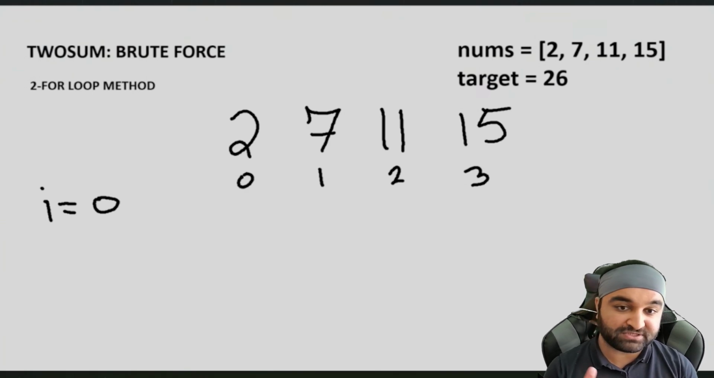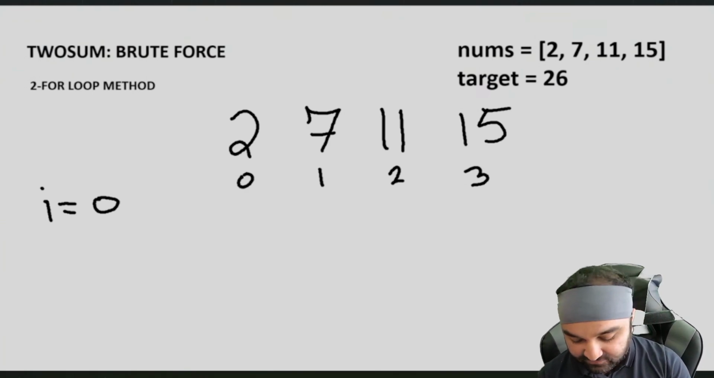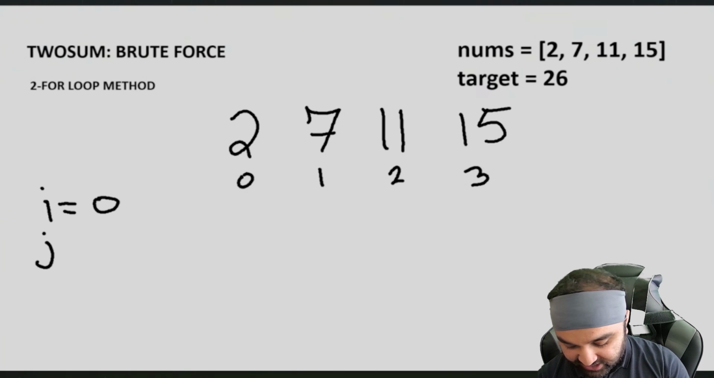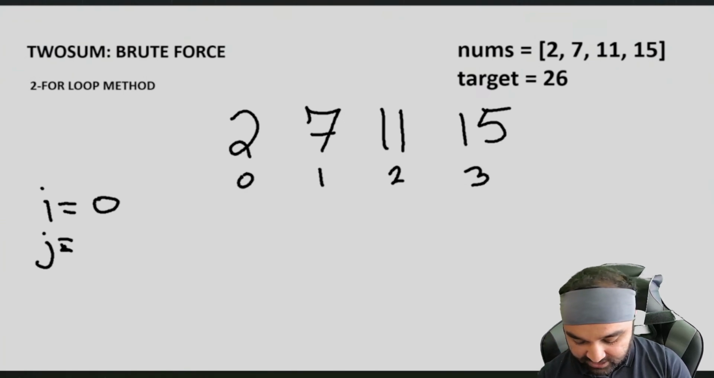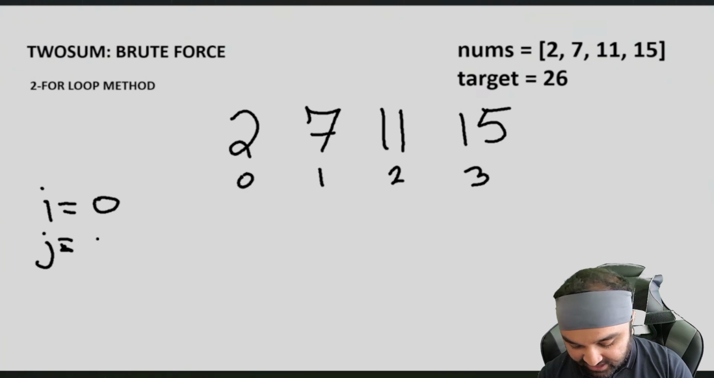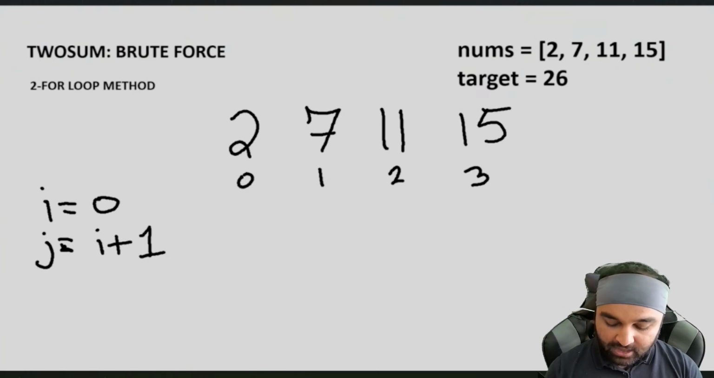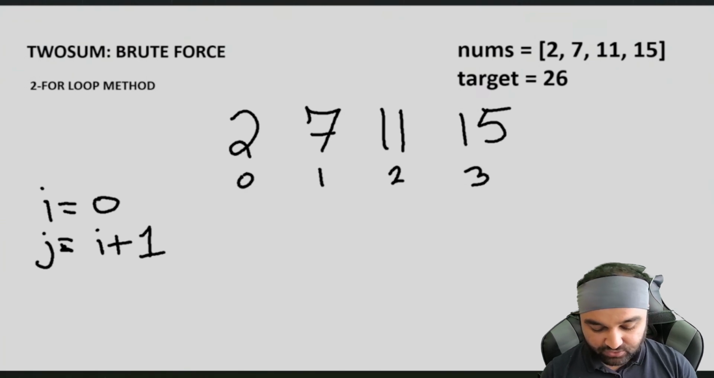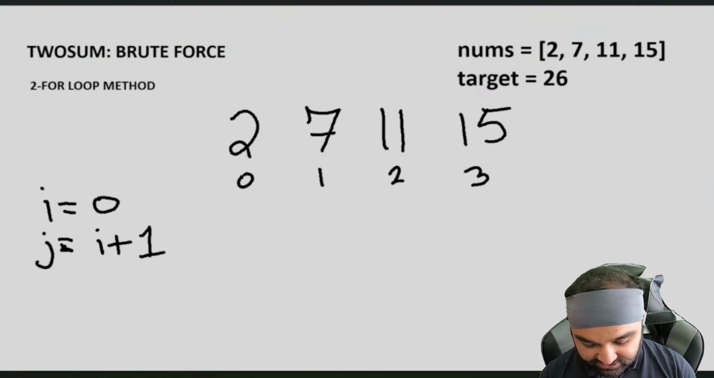Those are going to be represented by the variable i and our second for loop variable, which would be j. If we want j to represent the item right after i, the way we indicate that is just i plus 1. So that's what our second for loop is going to be looking at. And so the way it's going to work is that we start with i equal to 0, which is at 2, and then j is going to start at 7. So i is here, j is going to be here.